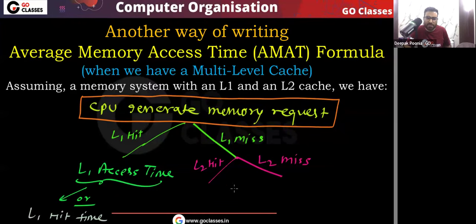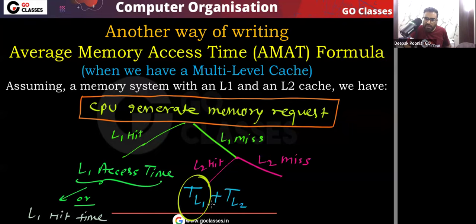So that is L2 access time. But because there is an L2 hit, there is no extra time we have to spend. So I can say when there is an L2 hit and L1 miss, the total access time seen by the CPU will be L1 hit time plus L2 hit time, or I can say L1 access time plus L2 access time. I can say TL1 plus TL2. Okay, understand what this means?